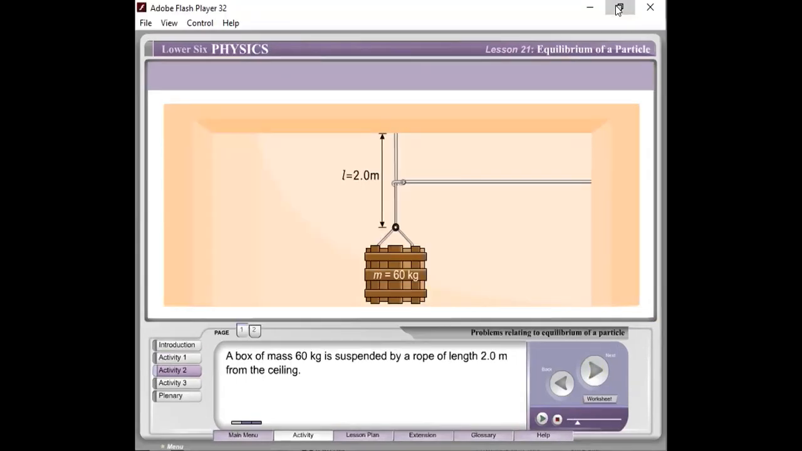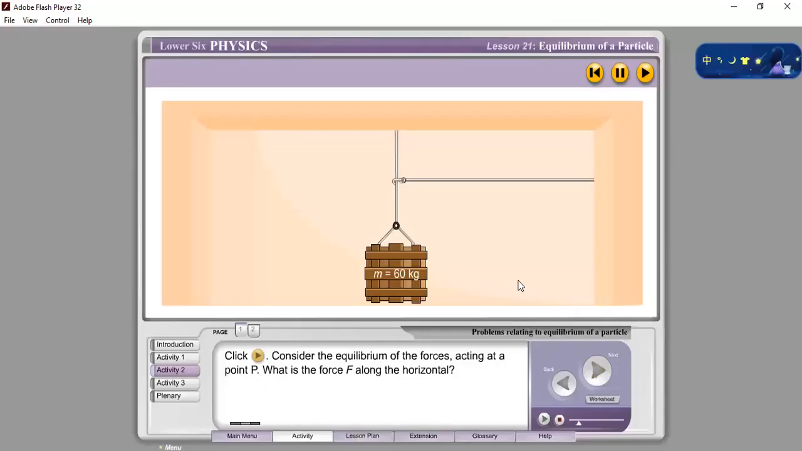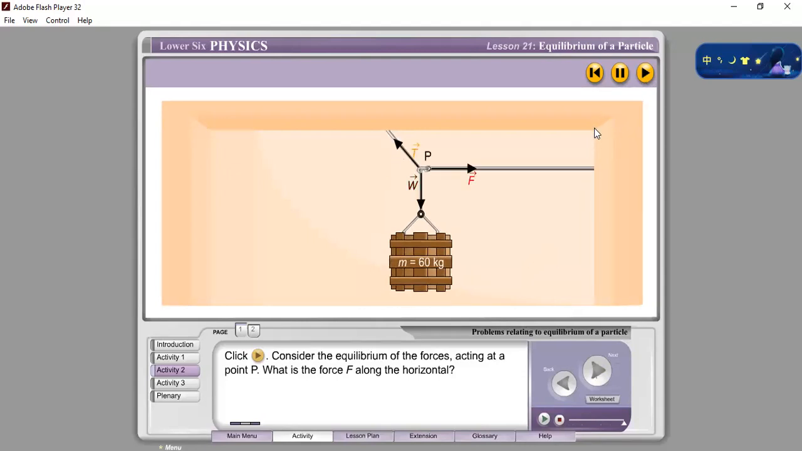A box of mass 60 kg is suspended by a rope of length 2 meters from the ceiling. Click the play button. Consider the equilibrium of the forces acting at a point P. What is the force F along the horizontal? Force F can be calculated by using both the vector addition method and by resolving forces in the x and y directions.